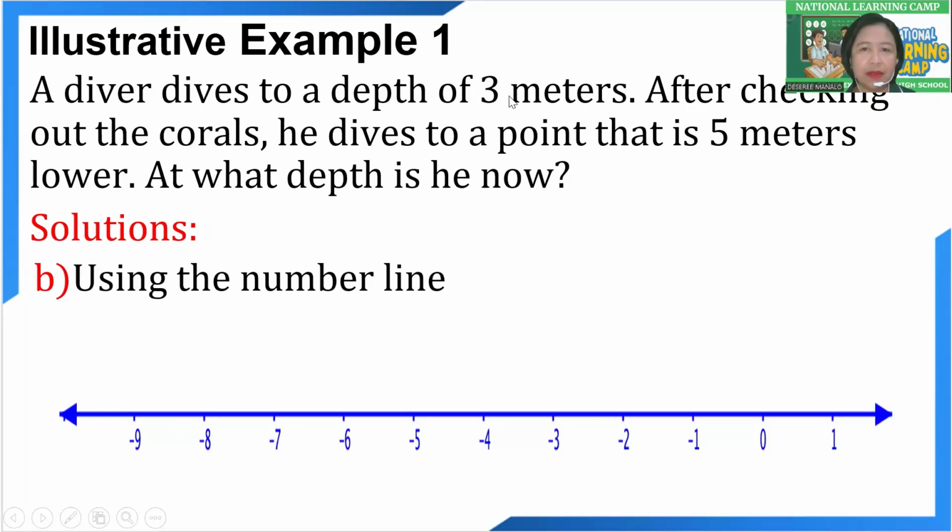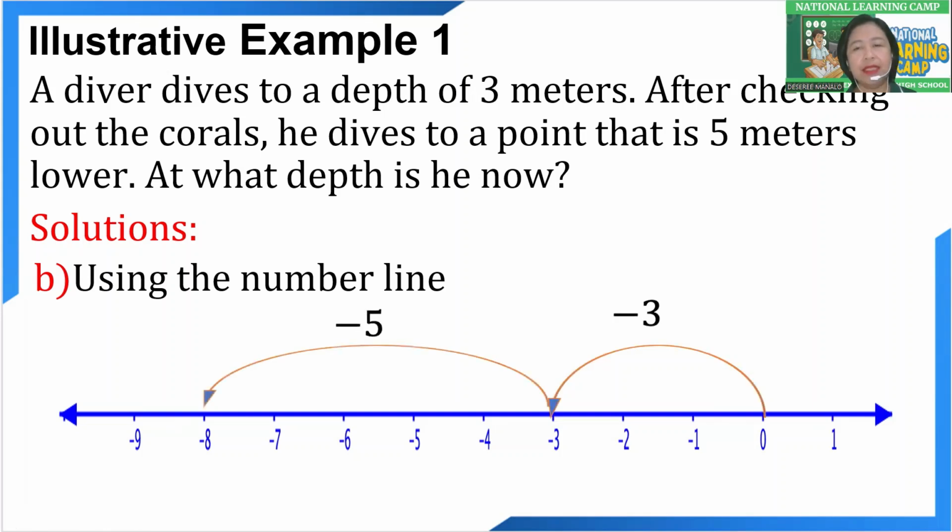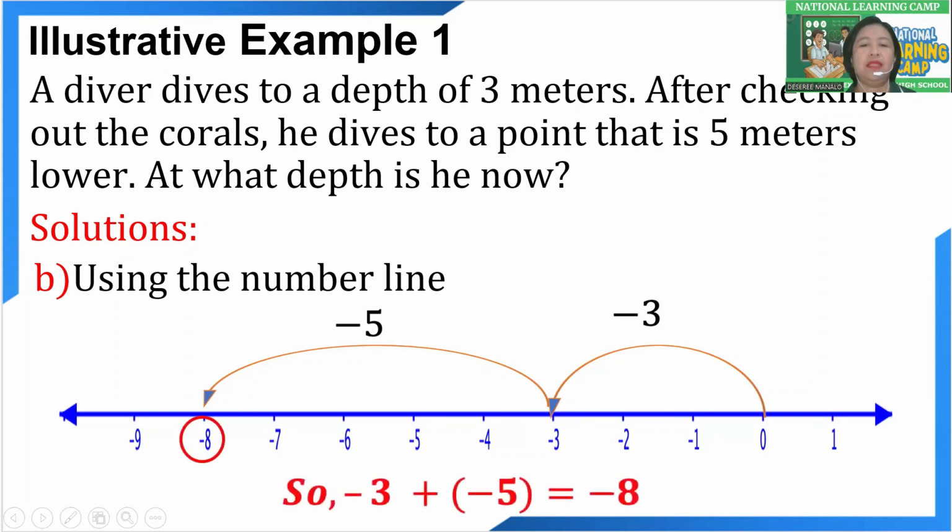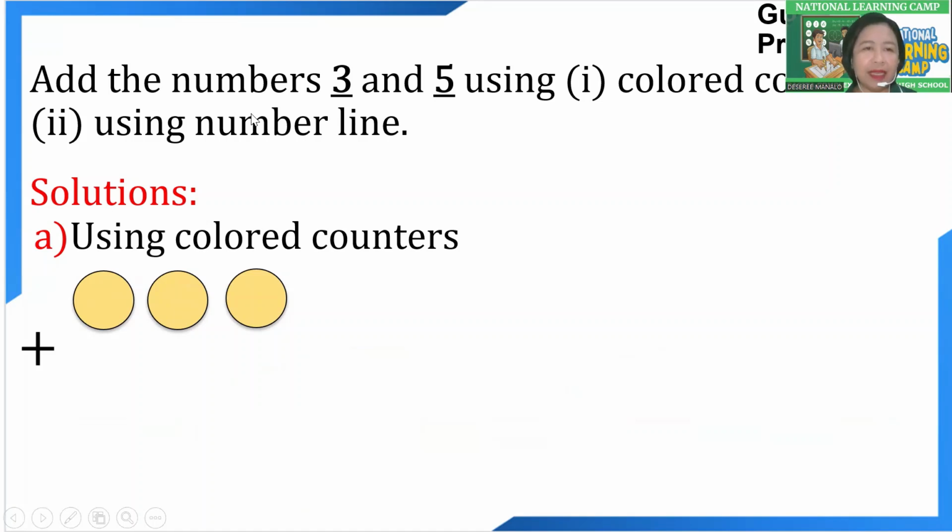Using the number line, 3 meters depth means from 0 to the left, so negative 3 units. And the other one, negative 5 units, so move 5 units again to the left of negative 3. As we can see, we have negative 8. So negative 3 plus negative 5 is equal to negative 8. Let us add numbers 3 and 5 using colored counters, and the other one using number line.